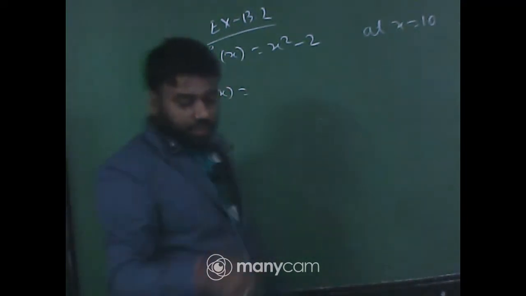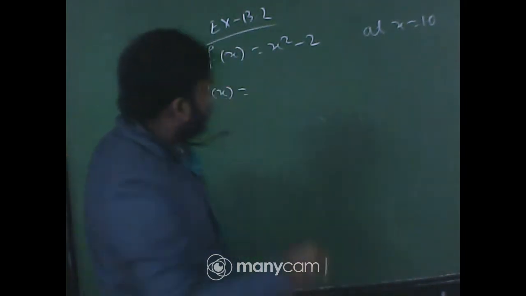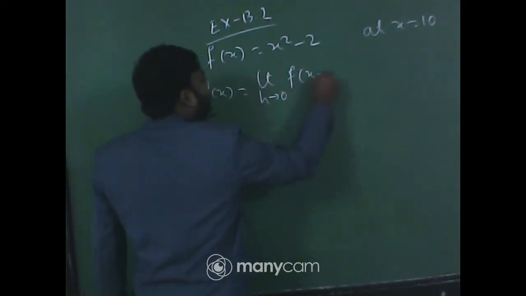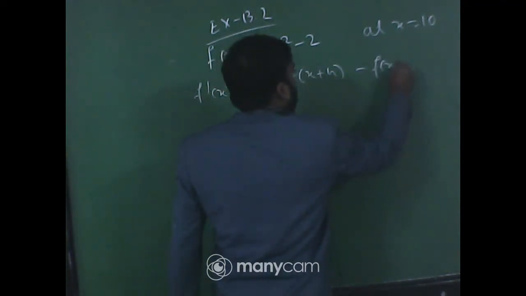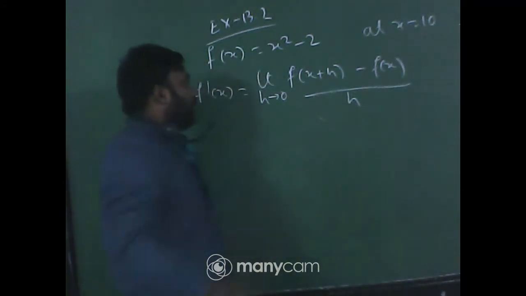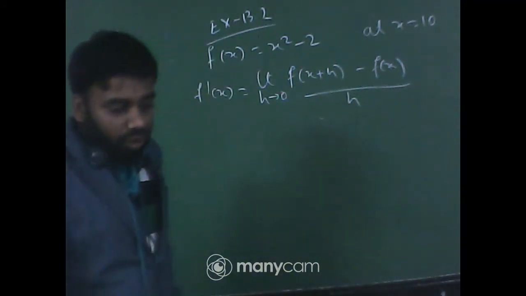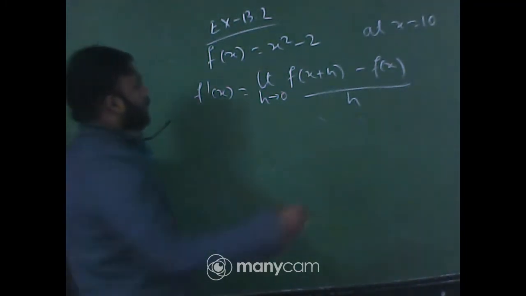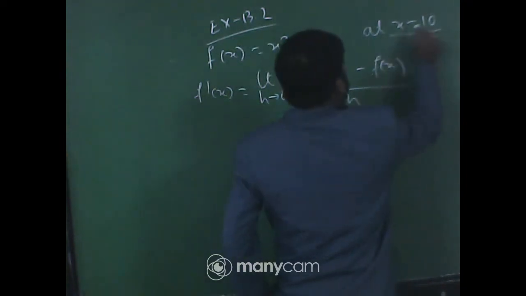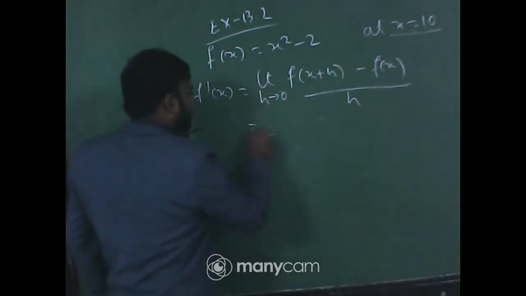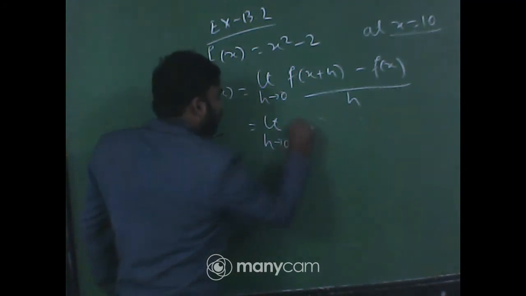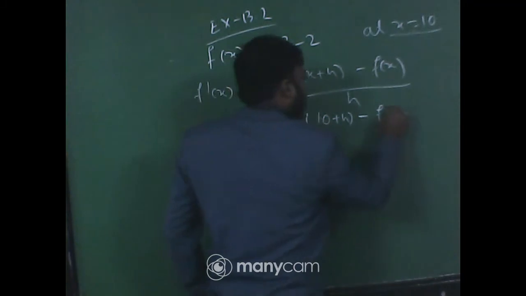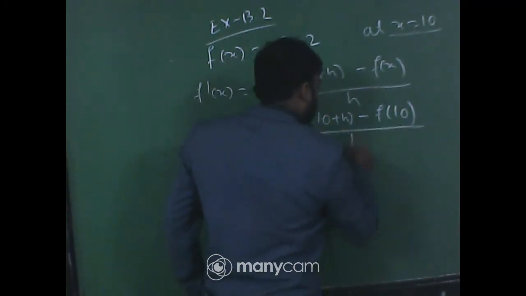The first principle formula is f dash x equal to limit h tends to 0, f of x plus h minus f(x) by h. That is the first principle. Using that formula we will solve that problem. Here x equal to 10 is given, just put it: limit h tends to 0, f of 10 plus h minus f(10) by h.